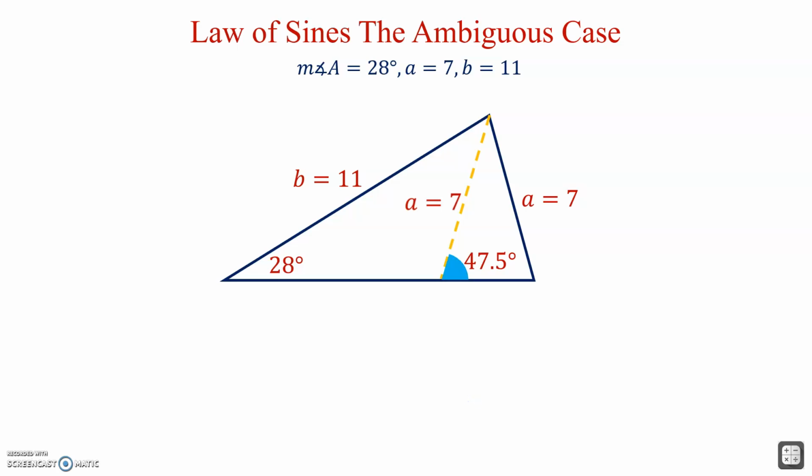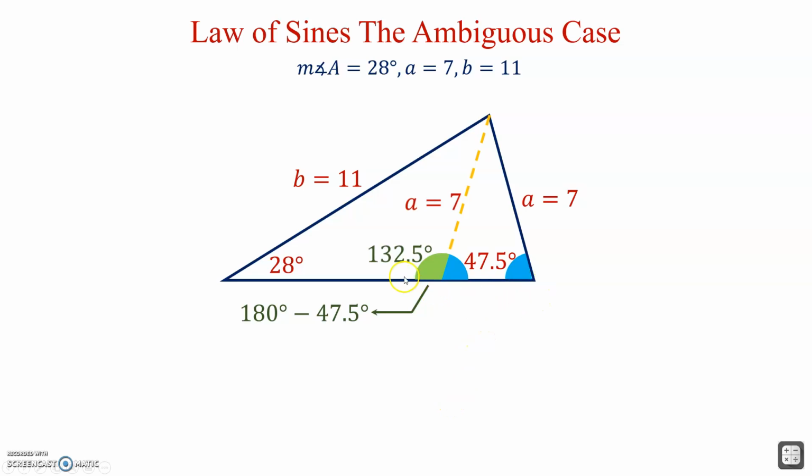Well, this angle here is the exact same as this angle here, 47.5. We have an isosceles triangle. That's how I know these two angles are congruent. Well, this angle here is supplementary to that 47.5, so we can find it by simply subtracting it from 180 degrees. That gives us our 132.5, which means this second angle here is 132.5.